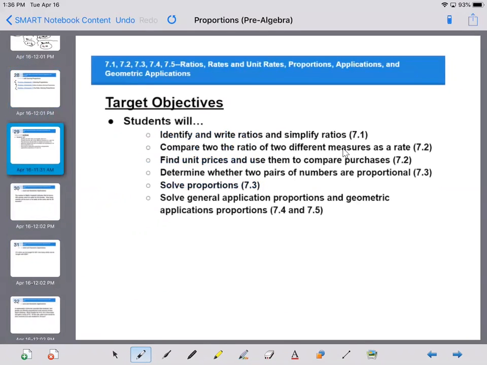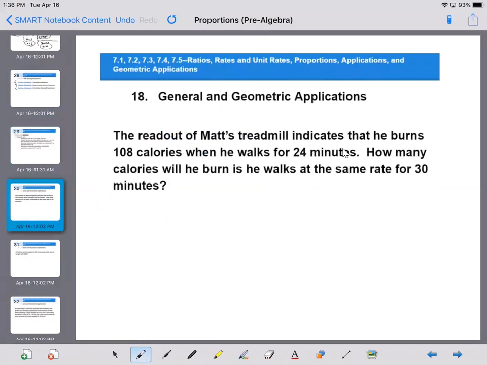And we looked at solving some proportions, so we'll look at some geometric applications. Matt's treadmill reading says he burns 108 calories for 24 minutes. If he stays at that rate, how many calories would he burn if he worked 30 minutes? Well, you're just going to do the same.